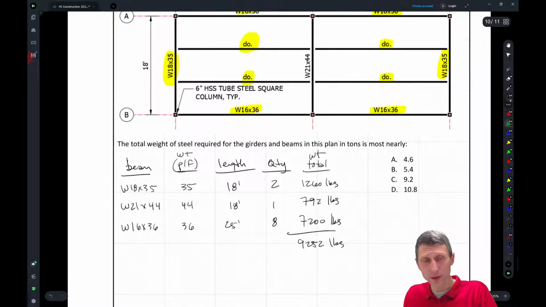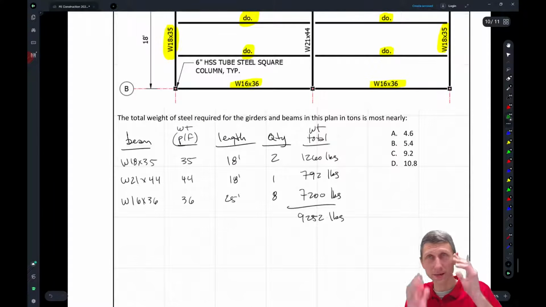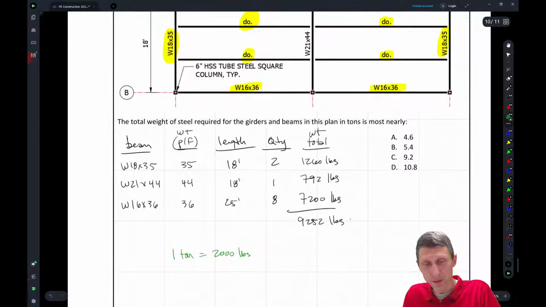And we know that some of these conversions, if you know them, are going to save you some time. But 1 ton equals what? 2,000 pounds. Okay. So what we're going to do is just multiply, do a conversion here, times 1 ton per 2,000 pounds. And we're going to get about 4.6 tons.